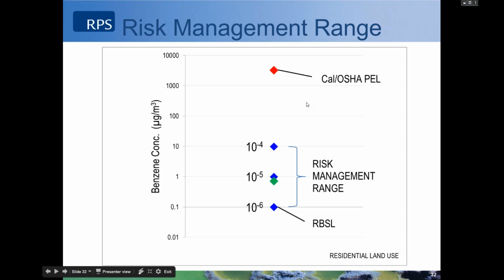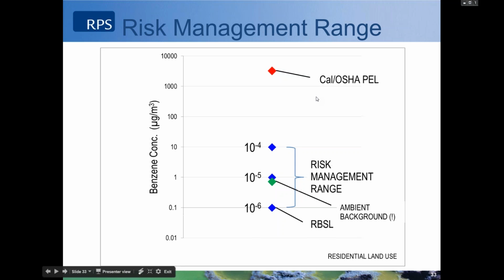So hold on one second, Dave. So when we're talking about vapor intrusion, we don't want chemicals to migrate up into the building and give someone a 1 in a million cancer risk, okay? That's the goal. The concentration of benzene I'm showing with this green diamond, go ahead, Dave, is actually the ambient background concentration. So the urban air we breathe, you're already at almost a 10 to the minus 5 cancer risk from breathing that benzene.